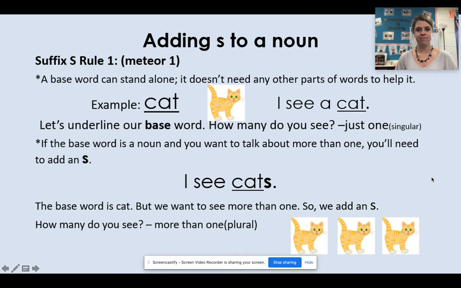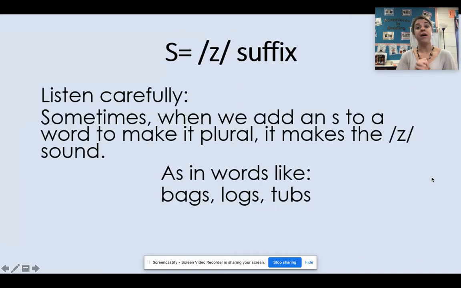Let's try some. Oh, but first, I forgot about this. But first, I want you to listen carefully to what I'm going to say. So I'm going to wait, pause, turn your listening ears all the way on, put your attention on Miss Gates, and let's talk about this. Sometimes when we add an S to a base word to make it plural or more than one, it's going to make the Z sound, kind of like that letter Z. Like, let's look at these words.